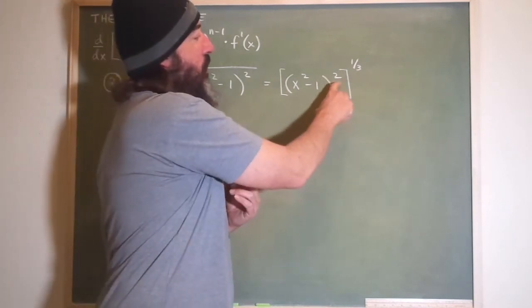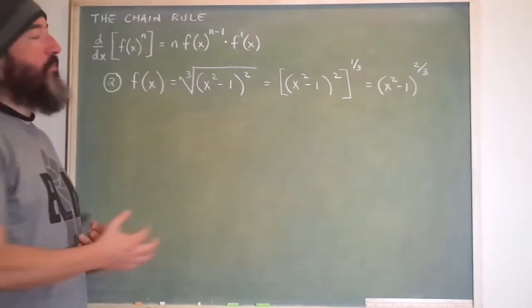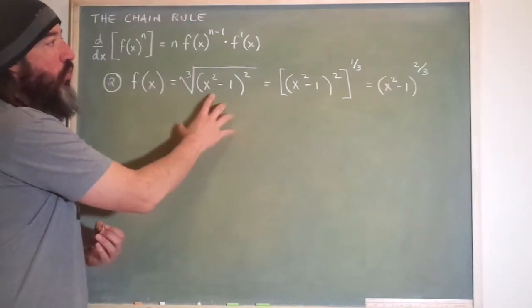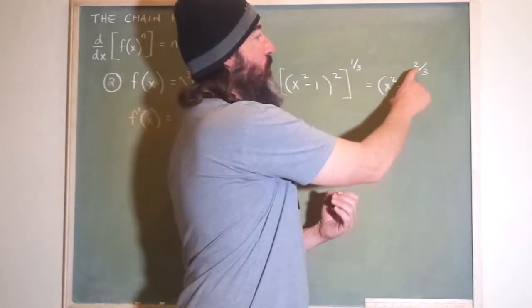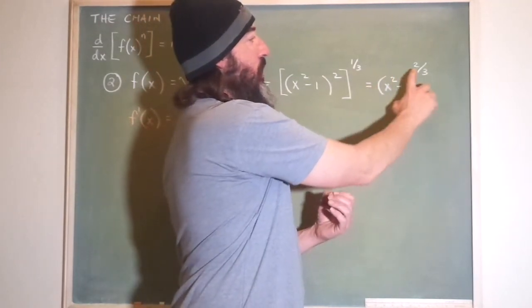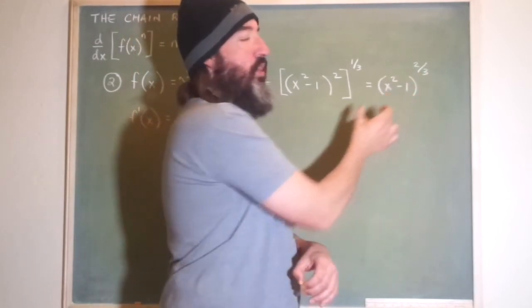And when I have a power to another power, I simply multiply those powers. So I'm going to rewrite this as x squared minus 1 to the 2/3. And now I can apply the chain rule. I'll move the 2/3 in the front. I'll subtract 1 from this, but then I need to multiply by the derivative of this piece.